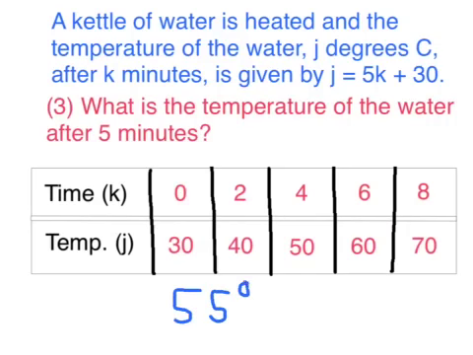We can also use our equation to help us out. If we're plugging in 5 for K, 5 times 5 is 25, plus 30 gives us 55. So if K is 5 minutes, J would be, again, 55 degrees.